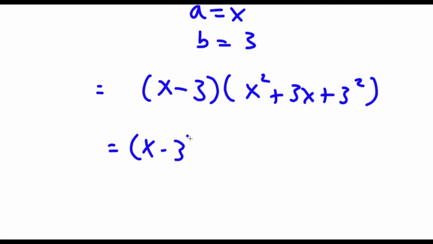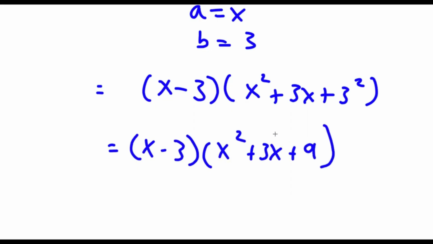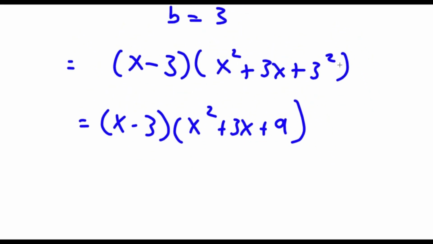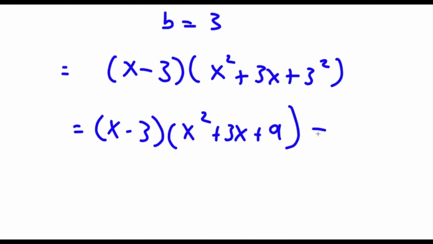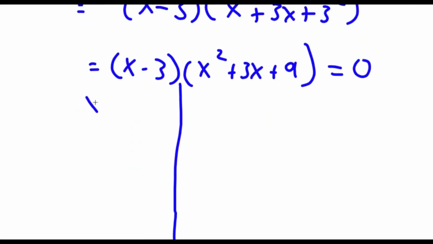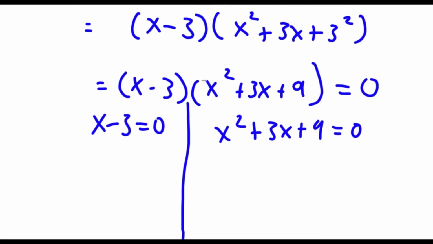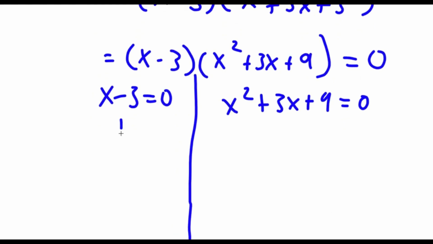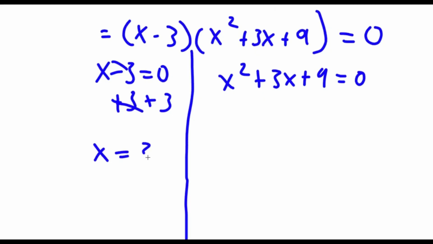That's equal to x minus 3 times x squared plus 3x plus 3 squared, which is 9. And remember, this is equal to 0. So now this gives me two equations. I have x minus 3 is equal to 0, and I also have x squared plus 3x plus 9 is equal to 0. So for x minus 3 equals 0, all I have to do is add 3 on both sides. These two cancel out, and I'm left with x is equal to 3. So this is one solution.